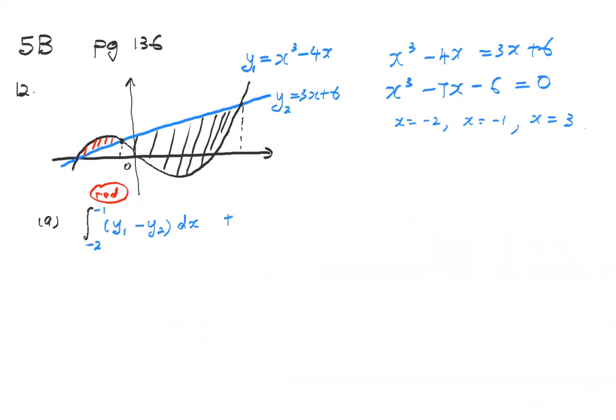Plus, the black region, okay, you look, which curve is above? y2 is above, so you put y2 minus y1 dx, and it is from -1 to 3. Done. So you just need to key this into the calculator and you get the answer.